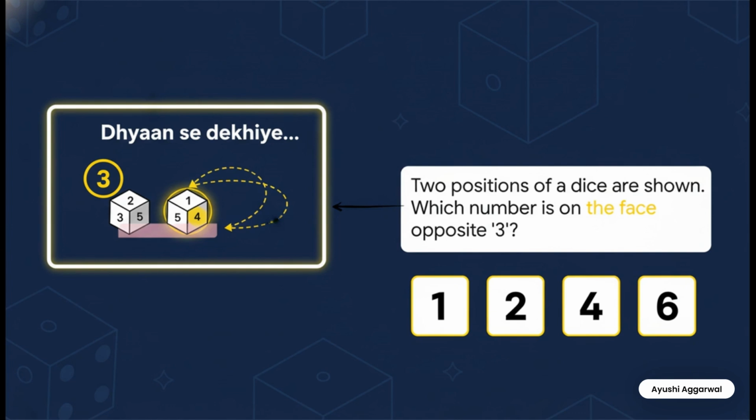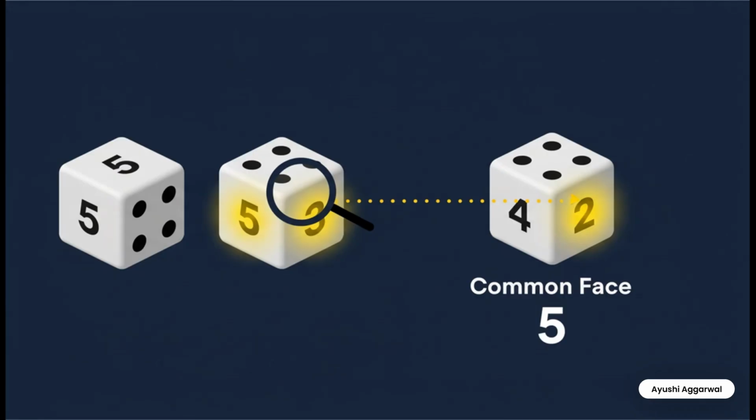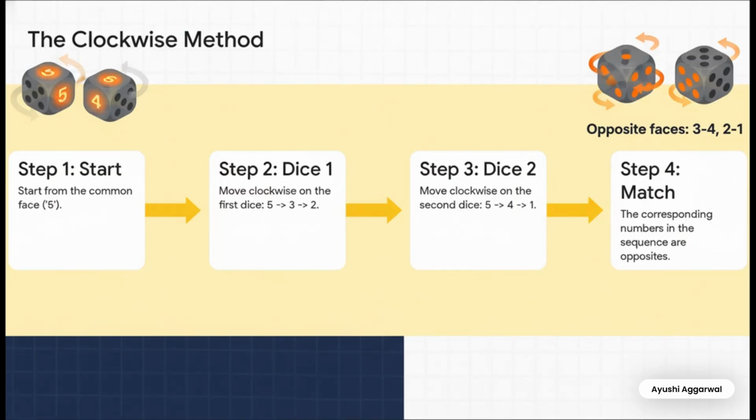So here we have a classic exam question. We're given 2 positions of one dice, and we're asked, what number is opposite to 3? Come on, let's solve this little puzzle. What's the first step? Just carefully observe both dice. Your first job is always to find the common face. The one number that's visible in both positions. Can you see it? Yep, that's right. The number 5 is common to both. This is our anchor point. And now for the trick.